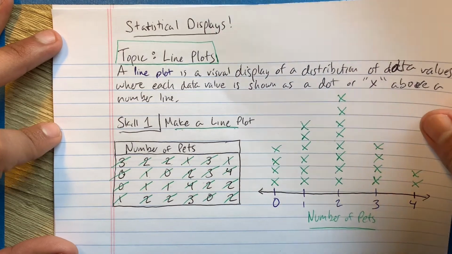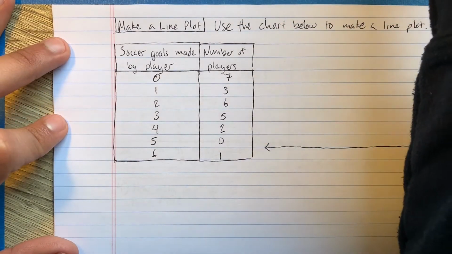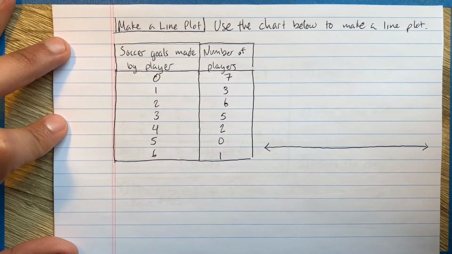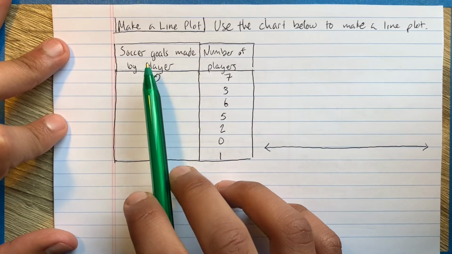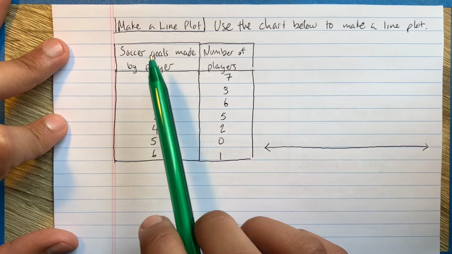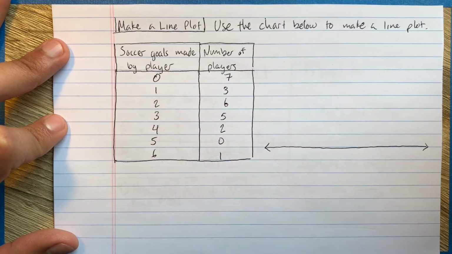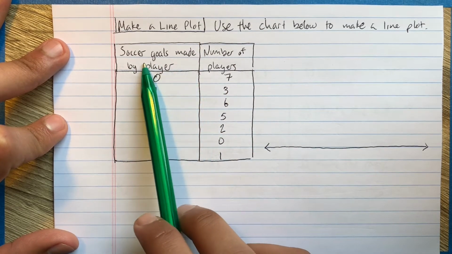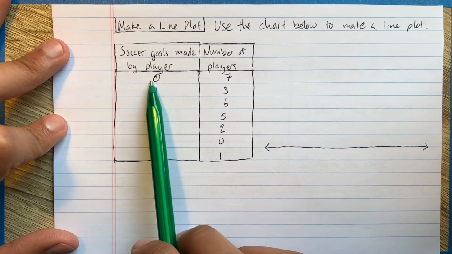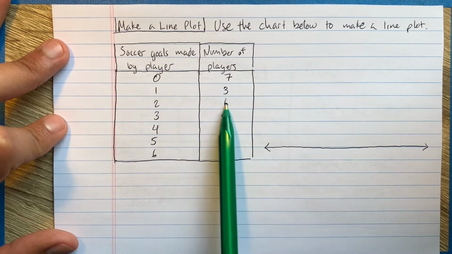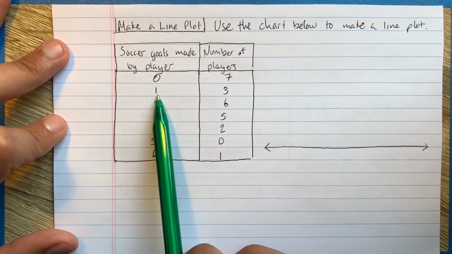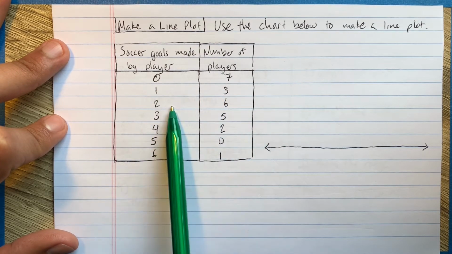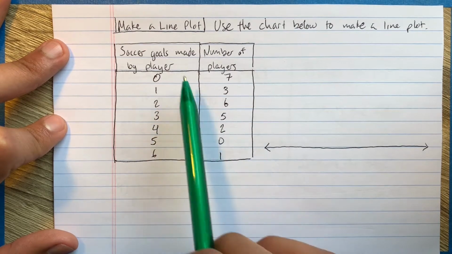You will also be asked to make a line plot from a chart, and this is kind of nice because it already counts it for you. So let's say that Mr. Baeza and Mr. Gamariello, the coaches of the high school soccer team, counted the soccer goals made by a player. So this chart is basically telling us that 7 players made 0 goals, 3 players made 1 goal, 6 players made 2 goals, and so on and so on.